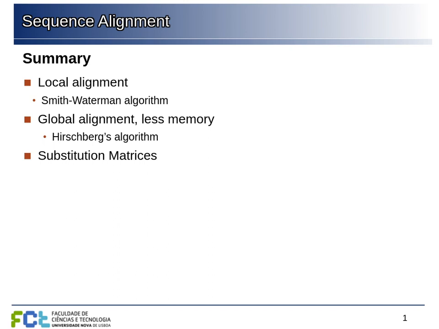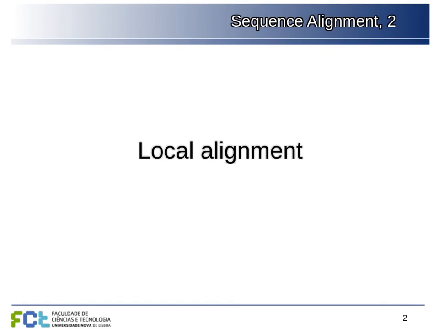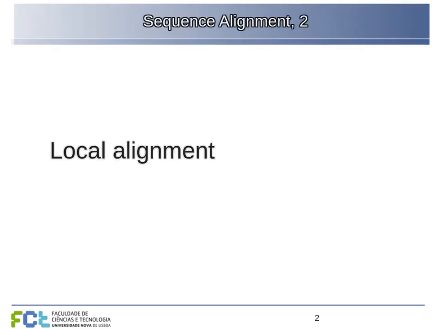These are those matrices that tell us how to score each match or each substitution when in the alignment we are matching one nucleotide or one amino acid residue to a different one. So let's see the local alignment algorithm.